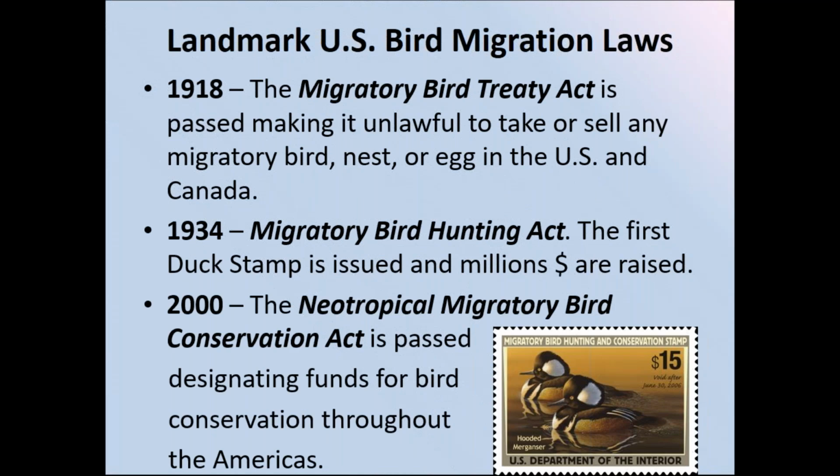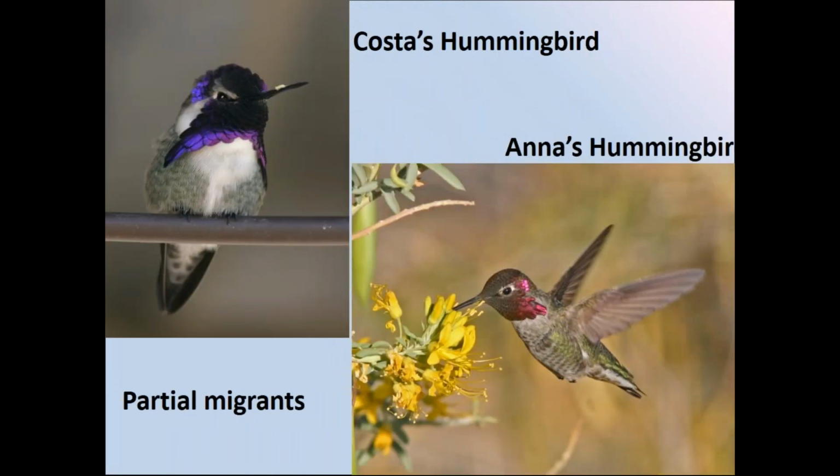And then in 2000, it only took us about 92 years to get this right. We realized that we better have a good partnership with our neighbors to the south as well, because many or most of our migrant birds winter south of the border. And we needed treaties, and in this case, the Neotropical Migratory Bird Conservation Act passed in order to help protect the wintering grounds of a lot of our summer breeders. So that happened in the year 2000.